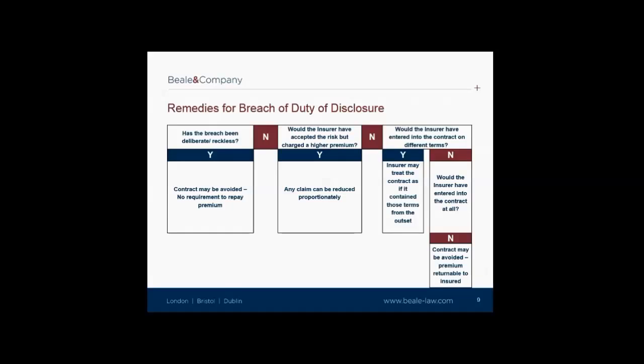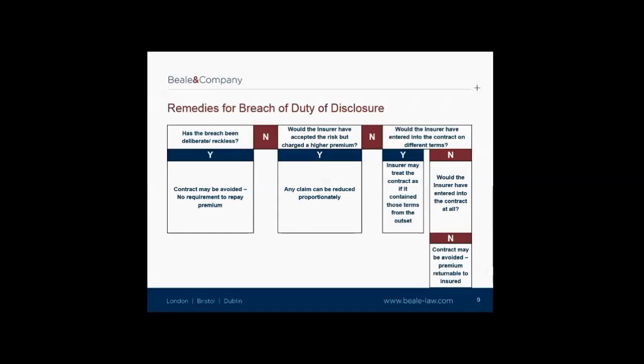In relation to box 2, if the insurer would have entered into the contract but only at a higher premium, the insurer may reduce the amount to be paid on a claim proportionately. For example, if the insurer can show that had it known about the non-disclosed risk, it would have charged a premium of £400,000 instead of £300,000, claims paid by the insurer could be reduced proportionately by 25%.